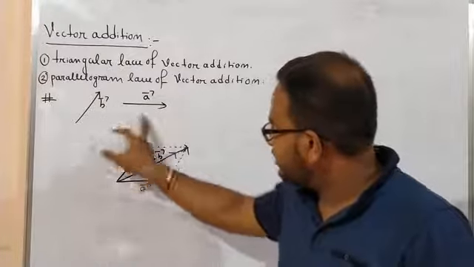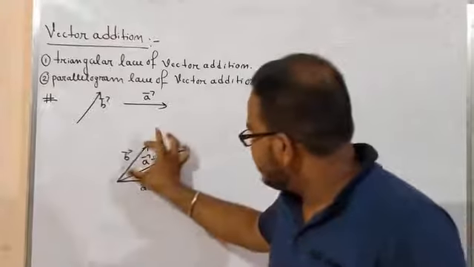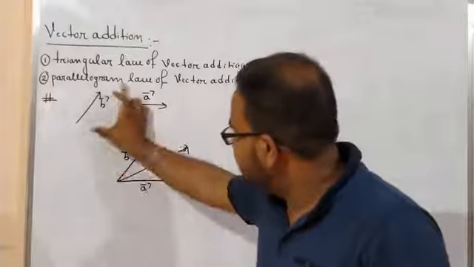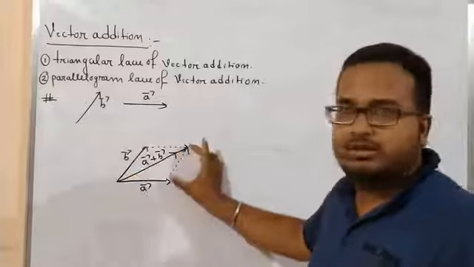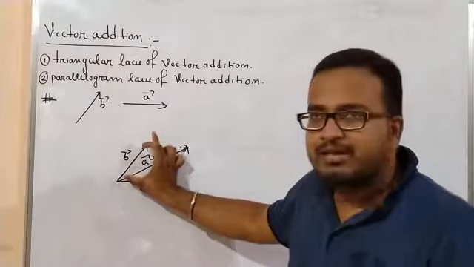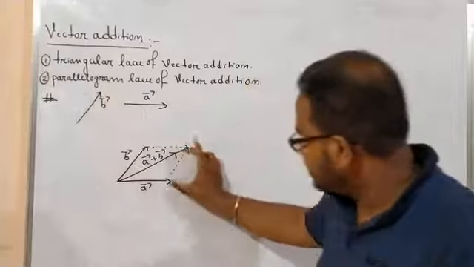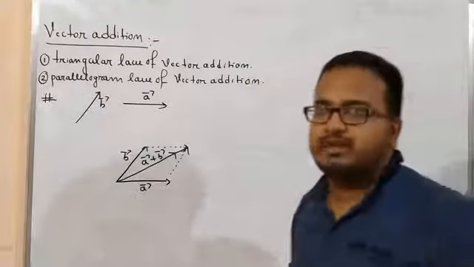the only possibility is, if two vectors are given to you, then there are two possibilities: you can bring this vector in this position or in that position. If you bring this vector in that position, then you have to apply parallelogram law of vector addition, and if you keep this vector in this position, then you have to apply triangle law of vector addition.